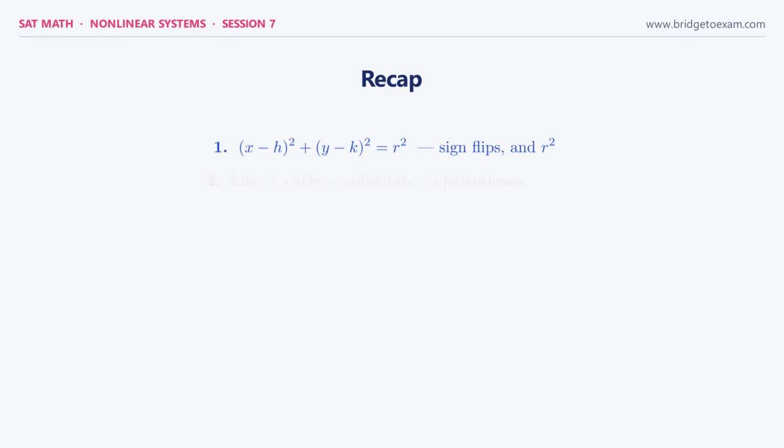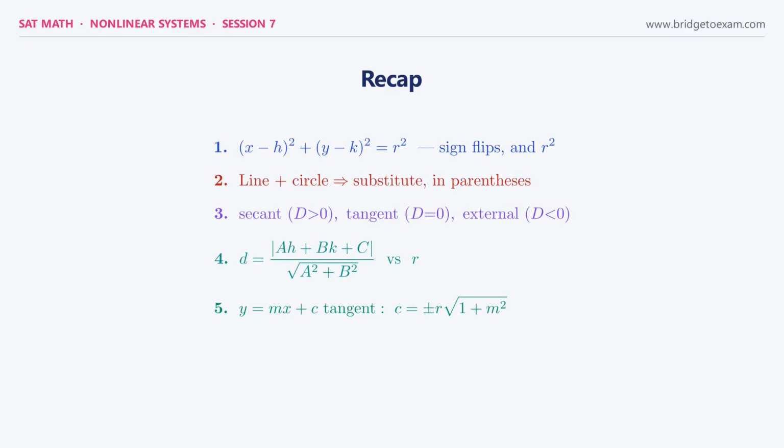Let's recap. A circle is x minus h squared plus y minus k squared equals r squared. Watch the sign flips on the center. And remember, the right side is r squared. A line and a circle form a nonlinear system, and substitution still works. Wrap your substitution in parentheses. With a circle, you always square it.